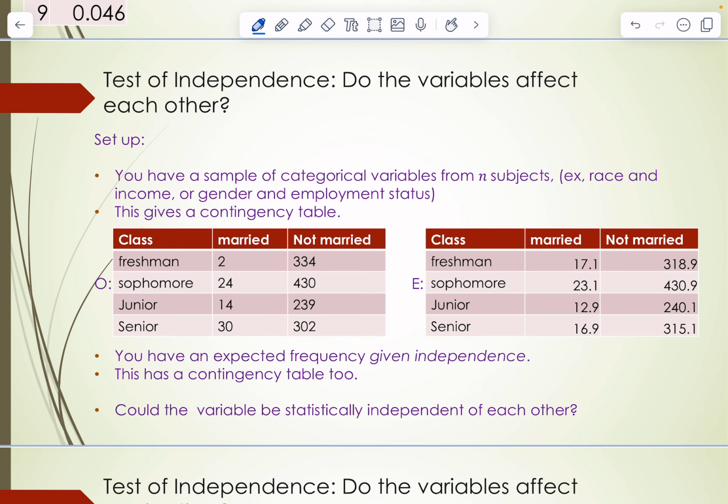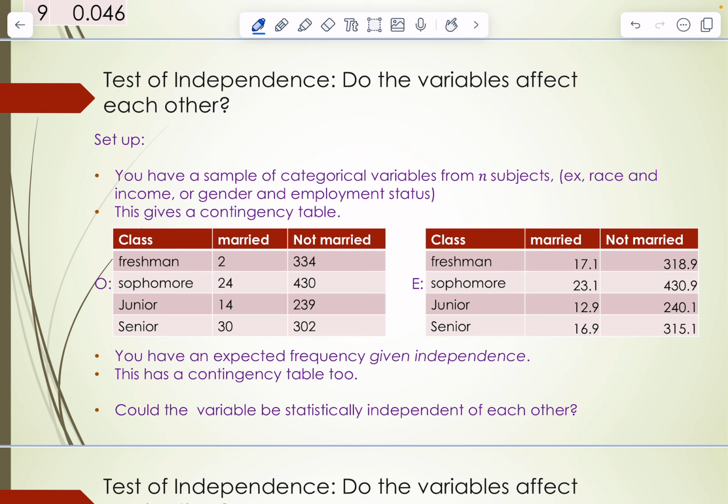This is called a test for independence. Do the variables affect each other? Here's the setup. You have a sample of categorical variables from n subjects, and you look at two variables, such as race and income, or gender and employment status. Then you make a contingency table: how many subjects are in a particular gender and how many have a particular employment status?